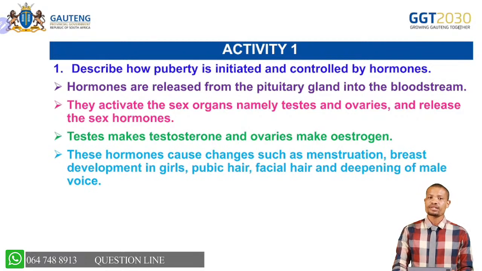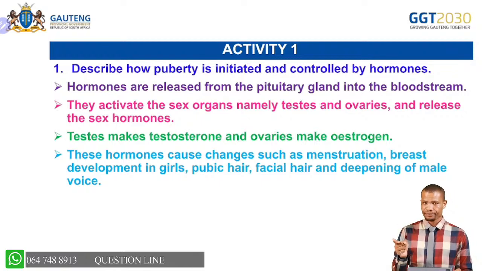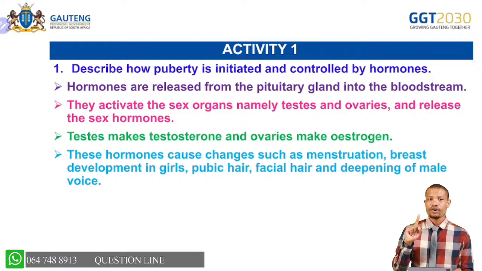Then these hormones, both the testosterone and the estrogen, will cause changes to occur in your body, such as menstruation if you're a female or a girl. You'll get breast development if you're a girl, pubic hair for both boys and girls, facial hair for boys, deepening of the male voice for boys.